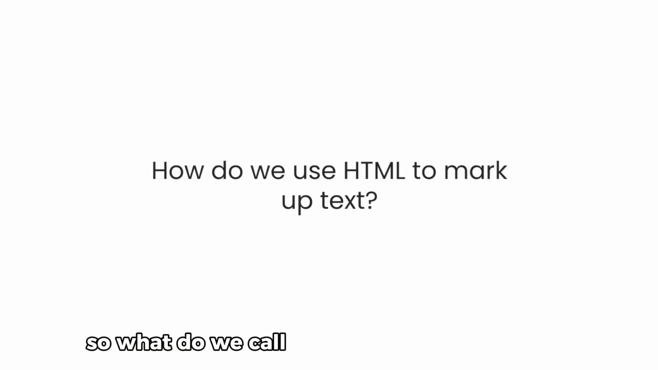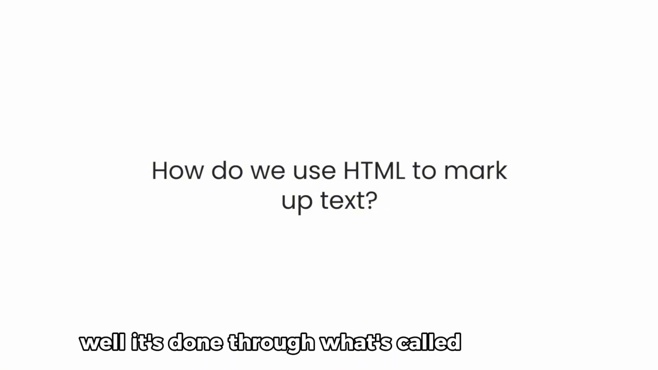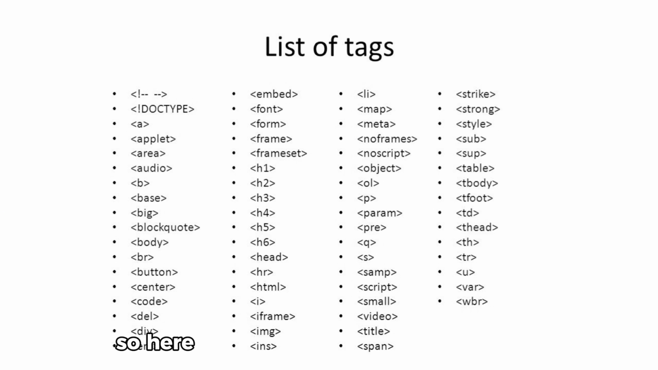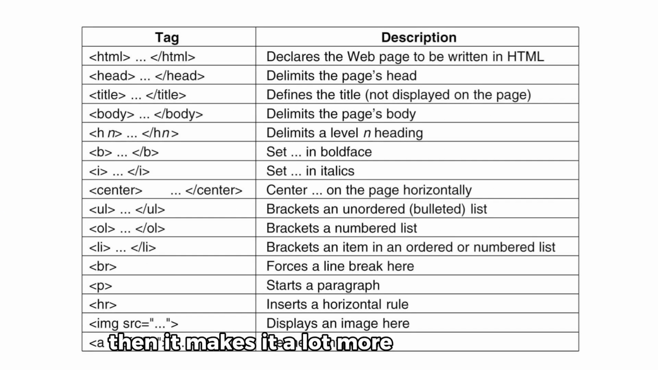So what do we call the special words that tell the computer how to display text in HTML? Well, it's done through what's called HTML tags. So here you can see all of the HTML tags, but when we narrow it down to the ones that you actually need to know, then it makes it a lot more approachable.